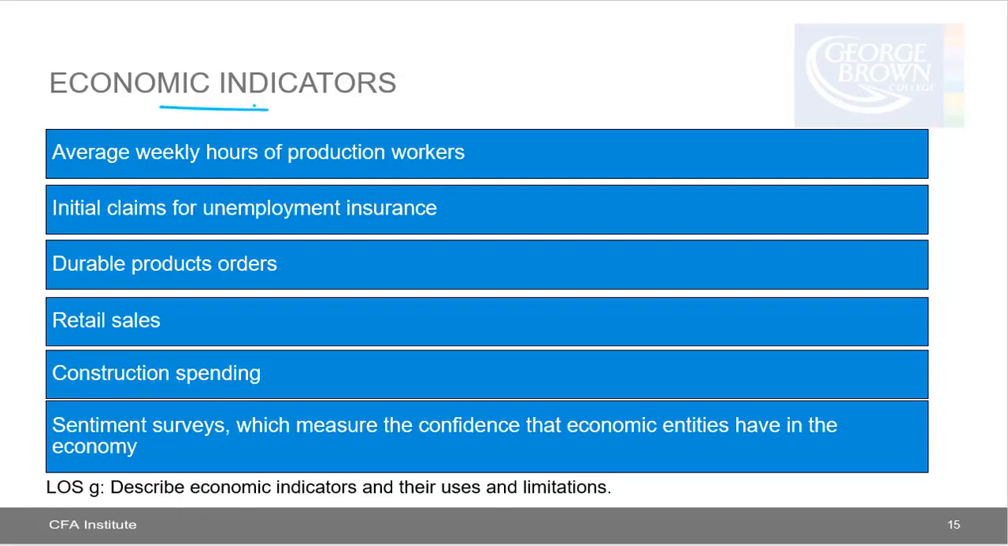So here's a list of some economic indicators. I'm not going to go through a detailed description of each. It's in the text. But some of the economic indicators that are looked at by economists. Number 1 is average weekly hours of production workers. Number 2, initial claims for unemployment insurance. 3, durable products orders. 4, retail sales. 5, construction spending. And finally, 6, sentiment surveys, which measure the confidence that economic entities have in the economy.